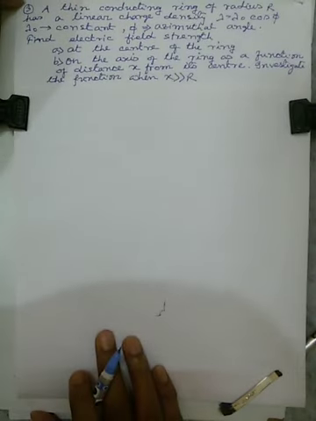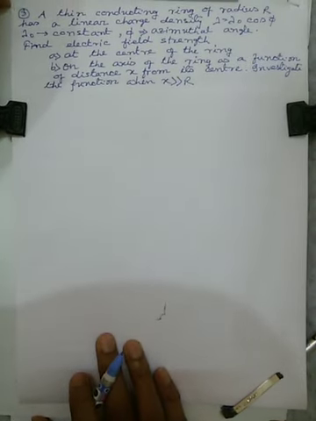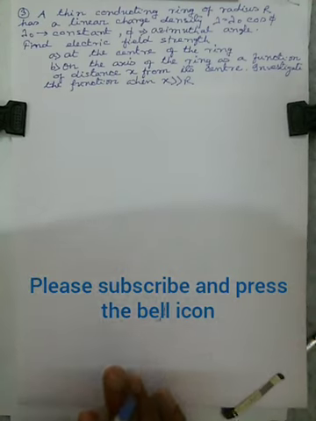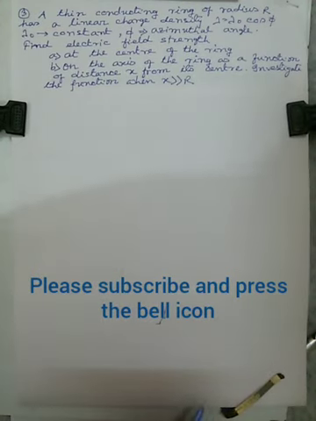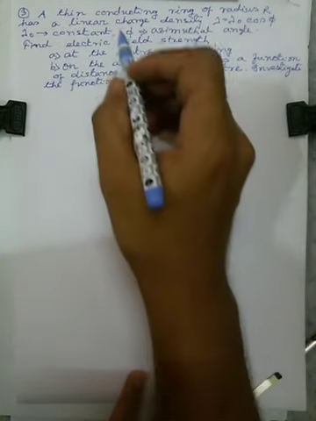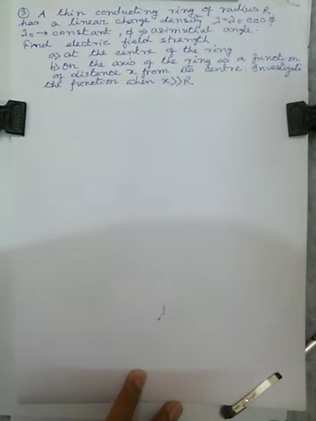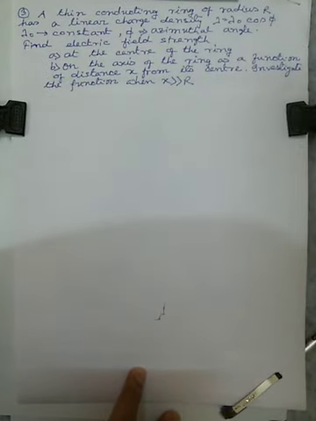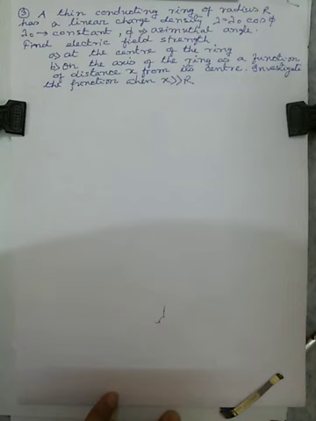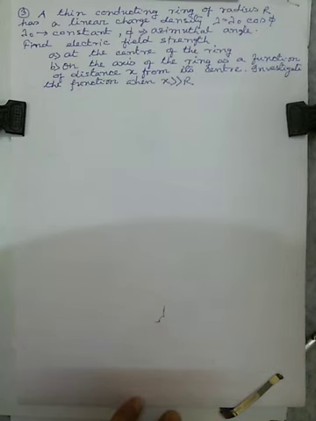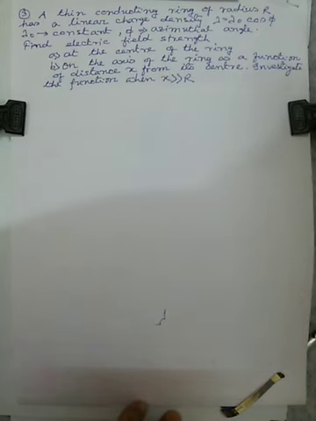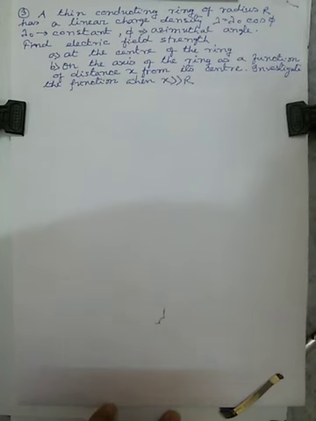Now concentrate on this problem. This is a really tough problem from Irodov, and if you can solve it, this will be a real confidence booster. A thin conducting ring of radius r has a linear charge density lambda is equal to lambda naught cos phi, and you have to find out the electric field due to this ring at 2 points.